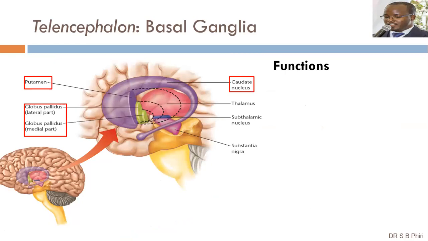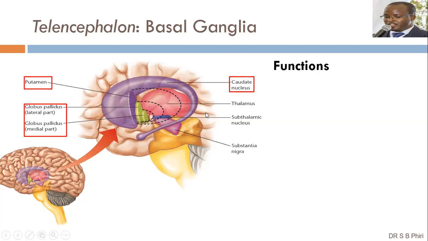Then moving on to the telencephalon, the basal ganglia are nuclei that are embedded within the telencephalon itself. So you have the basal ganglia, which are groups of nuclei. We have the putamen, then we have the globus pallidus. The globus pallidus has 2 parts: the lateral part and the medial part of the globus pallidus. The globus pallidus is the one shown in green here. Then we also have the caudate nucleus. So these nuclei are called the basal ganglia.